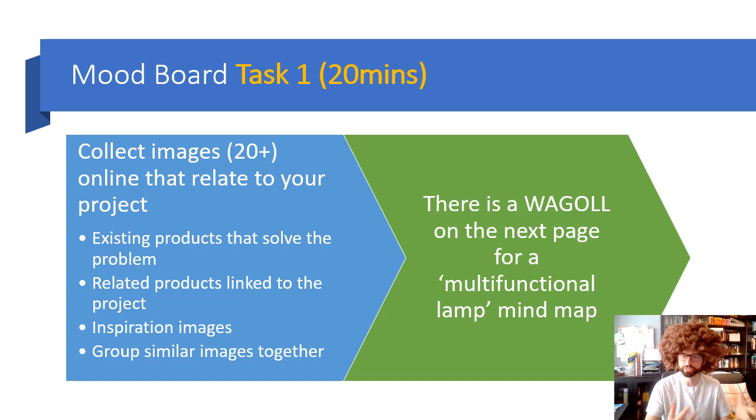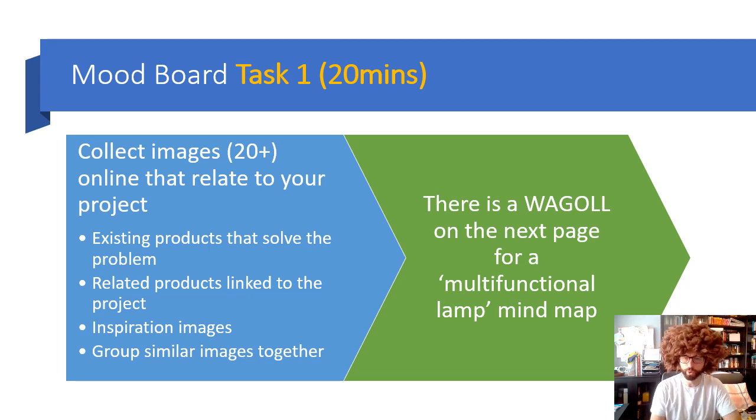So there's going to be some existing lamps on there. Related products linked to the project. So I've looked on mine as some other bits that might link to the project, and I've also looked at some images that I could use for inspiration. Okay, and you'll see what those are in a moment. And we're going to group those similar images together, so you don't just have random images all over the place. We group the similar bits together.